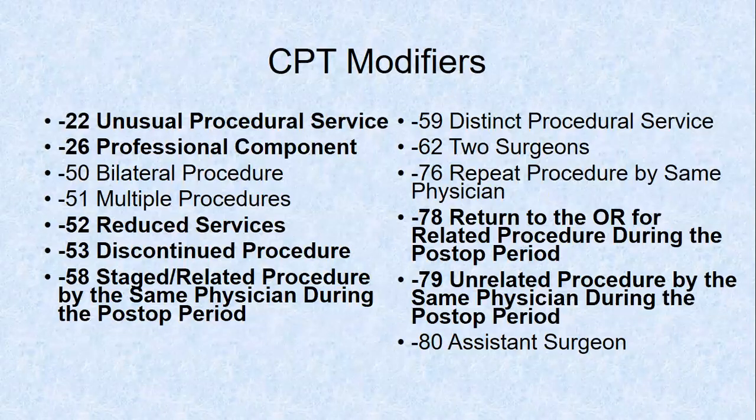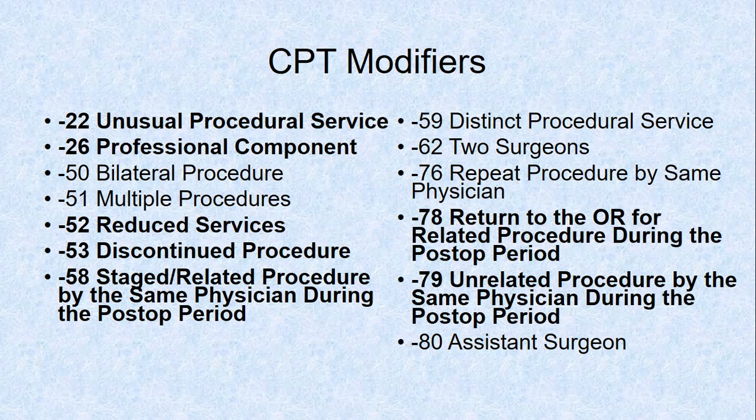Modifier 78 and 79 is if you return to the operating room during a postoperative period. Modifier 78 if it's related, let's say you have to take somebody back for bleeding, and 79 if it's unrelated. So for example, 78, if you have a patient who had a photovaporization of the prostate and has bleeding, has to go back 2 days later, you put modifier 78 on the cystoscopy with fulguration that you're going to perform to show that it was related, to make sure you can get paid for that procedure during the postoperative period and to know that it's related. If it's unrelated, 79, you actually get paid your full value.